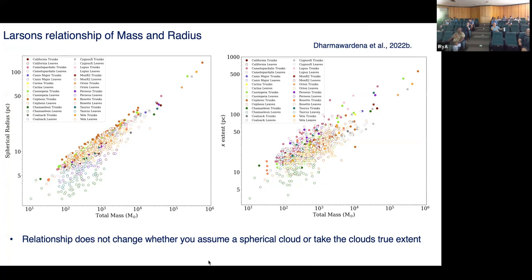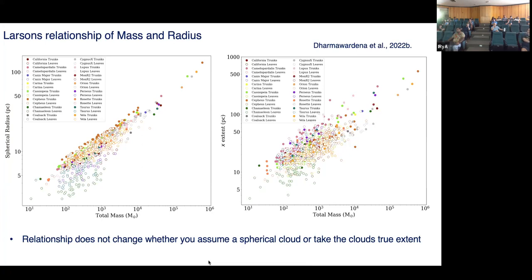Any questions? I was thinking about this 3D mapping that now we have the third component. Do you expect any dependence in shape and size of these clouds with respect to the galaxy center? Maybe they are more compact towards the center or they are larger outwards?